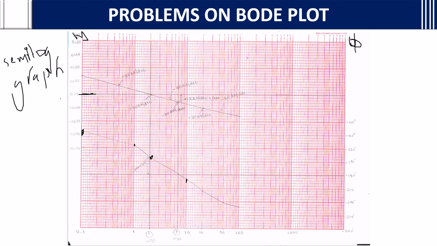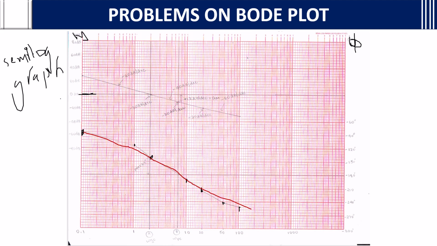Then for 20, minus 219.28 here. Then for 50, minus 245, somewhere near here. For 100 it is minus 257, somewhere here you'll get. After getting these, you will draw a line passing through these points.